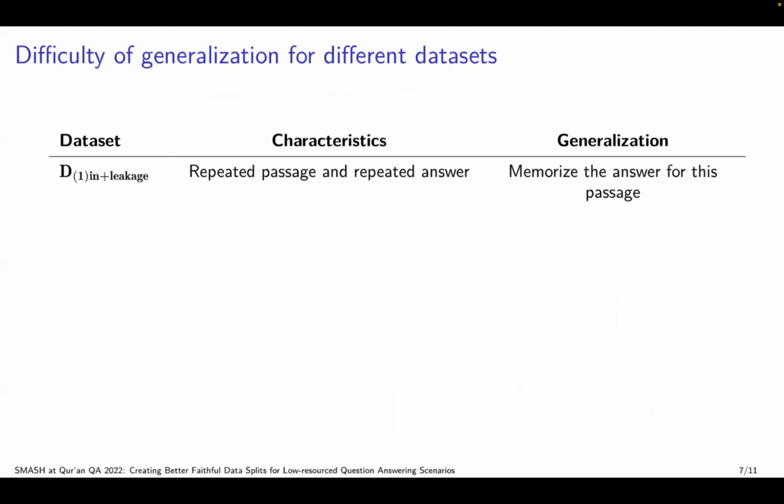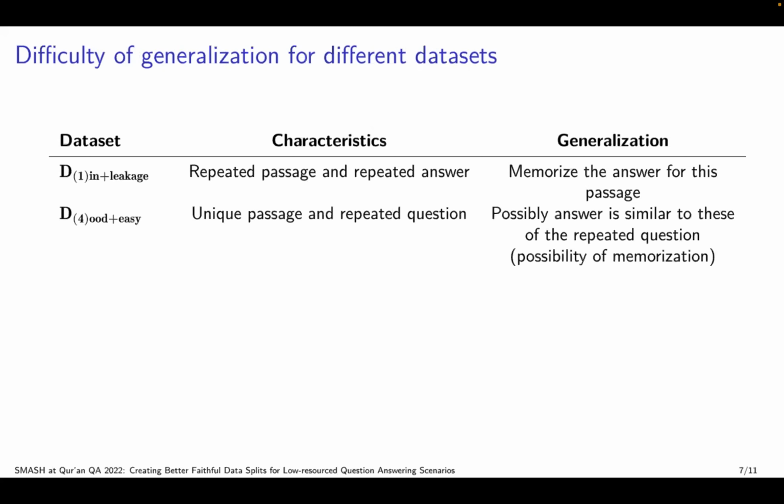And if we look at the difficulty of generalization for these four new types of datasets, for the first one, we see that it has a repeated passage and also a repeated answer, which means that if the model just memorizes that this is the answer for this passage, it will be able to solve different variants of questions within this dataset. So yeah, this clearly doesn't measure the generalization. For the second one, which has a unique passage but a repeated question, we assume that since the question is repeated, possibly the answer will also be similar to other answers seen for other questions, which implies there is still a possibility of memorization.